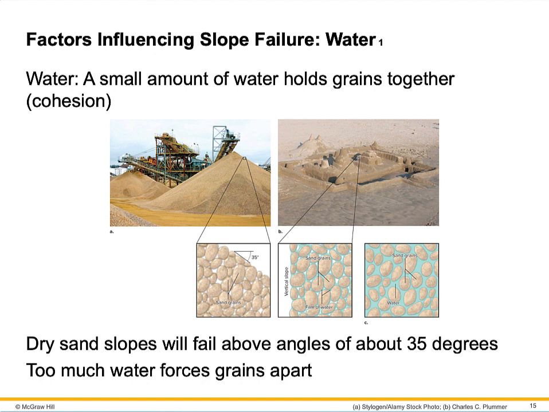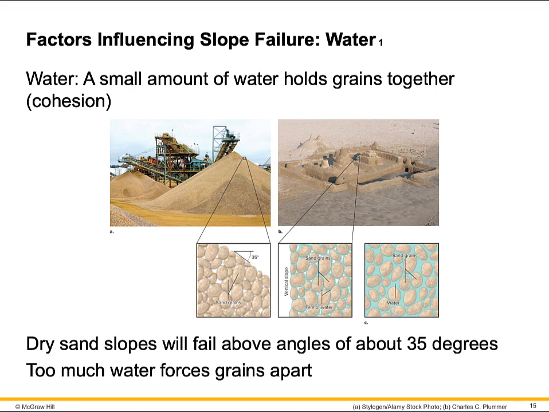A small amount of water holds grains together, makes them a bit more sticky. Dry sand slopes will fail above angles of about 35 degrees. Too much water actually forces the grains apart. Too much water promotes instability. Very wet sediment flows like a liquid.